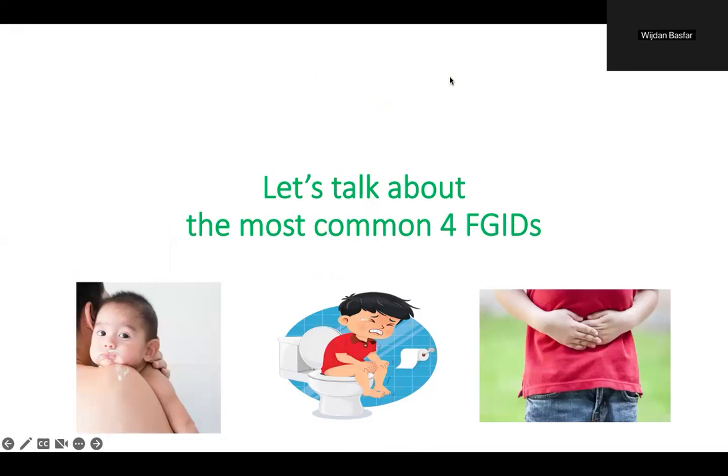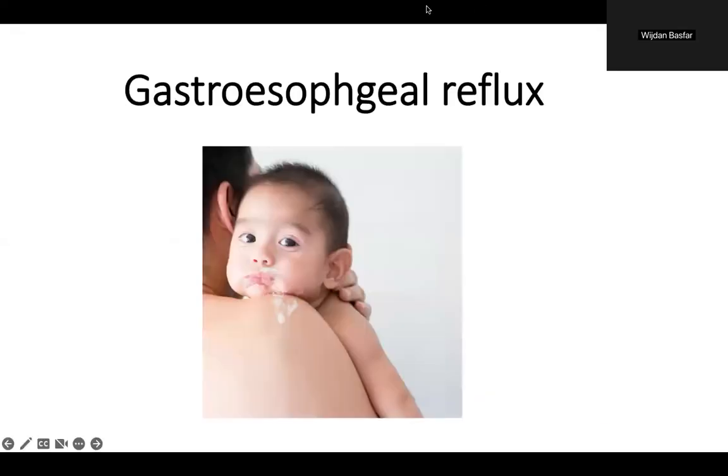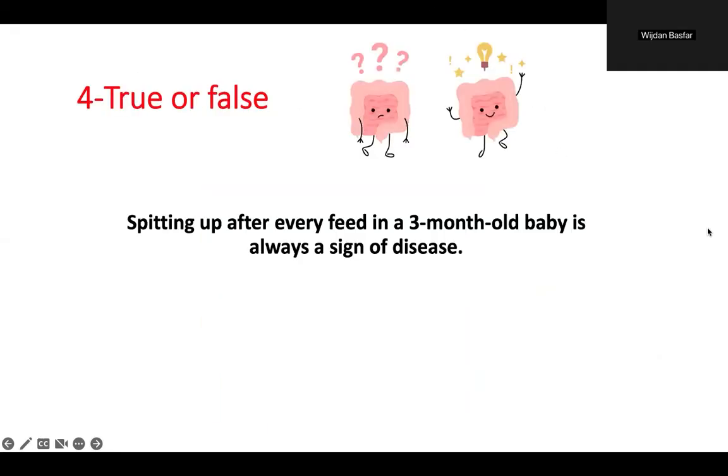Now let's talk about four of the most common functional GI disorders. We'll start by talking about gastroesophageal reflux. True or false: spitting up after every feed in a 3-month-old baby is always a sign of a disease.